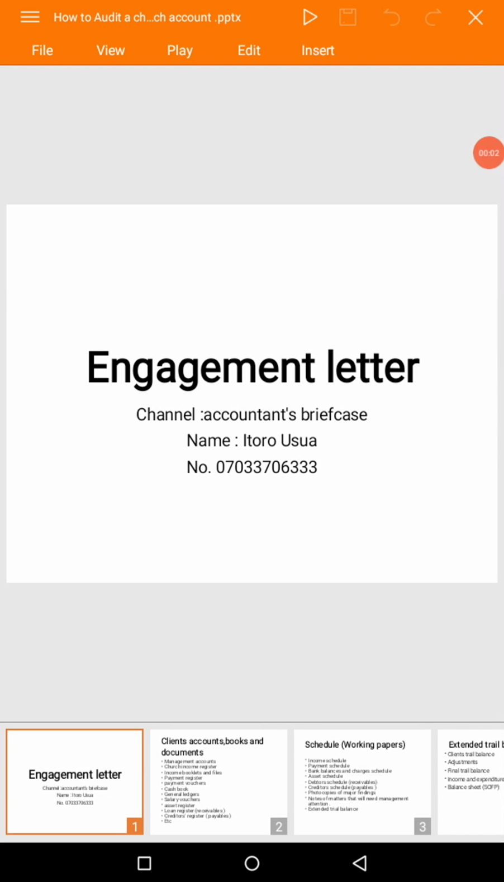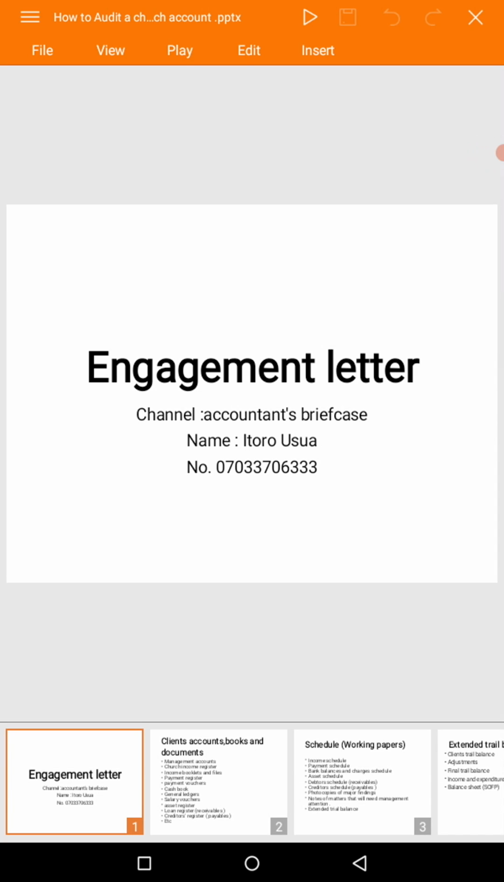Hello guys, good morning. Today I want to talk about how to audit a church account. To audit a church account is not difficult. It's just for you to follow some set guide, some set principles. There are some documents you need to collect, some things you need to ask for, and some things you need to expect.